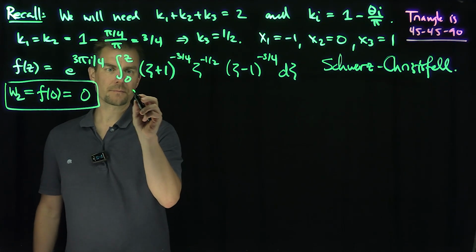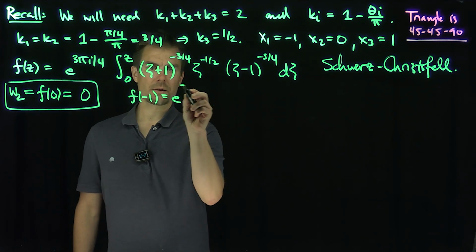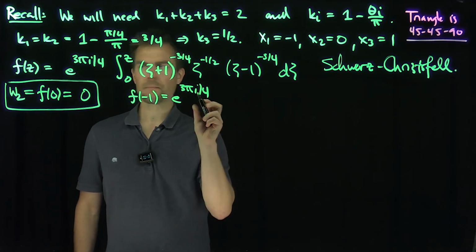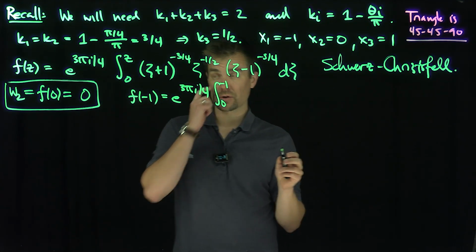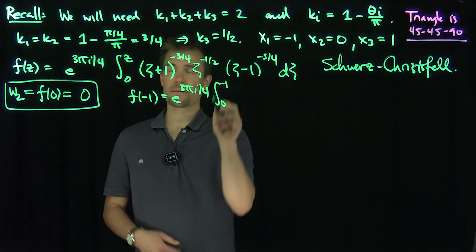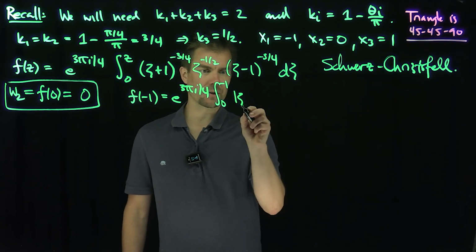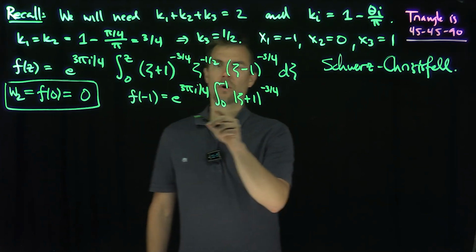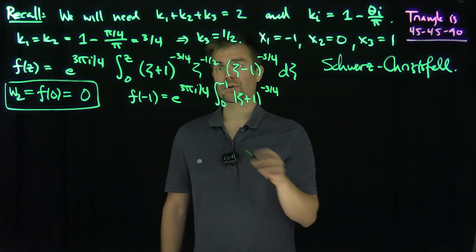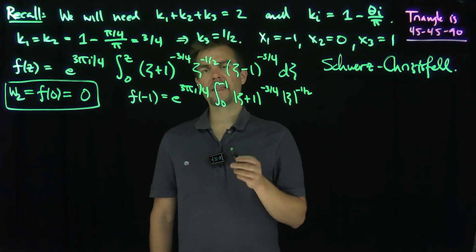What's f of -1? f of -1 is going to be e to the 3 pi i over 4 times the integral from 0 to -1. Let's figure out how the argument changes over here. So in other words, if we're between 0 and -1, what's happening? This thing is okay still, right? That's a positive real number. So I'm just going to put modulus of zeta plus 1 to the -3/4 with no argument change. Over here, between this and this, it's going to change, right? So it's going to be modulus of zeta to the -1/2. And then what's going to happen to the argument?